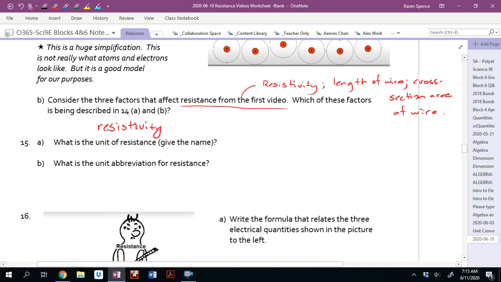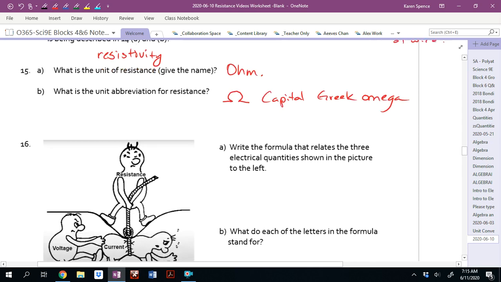Okay, what is the unit of resistance? The unit of resistance is the ohm. And what is the abbreviation for resistance? It is the Greek letter omega. This is a capital Greek omega. Omega for ohm.